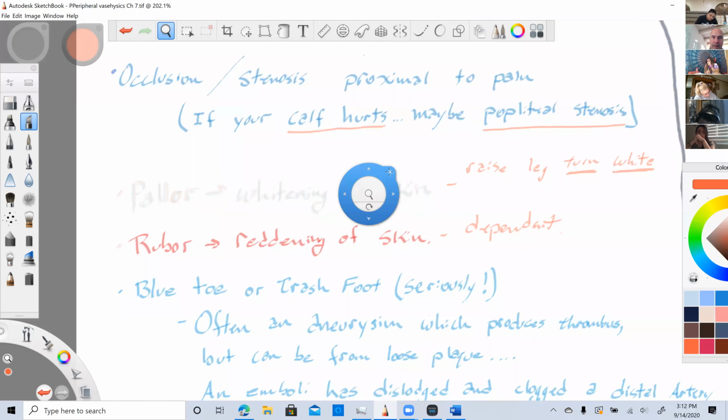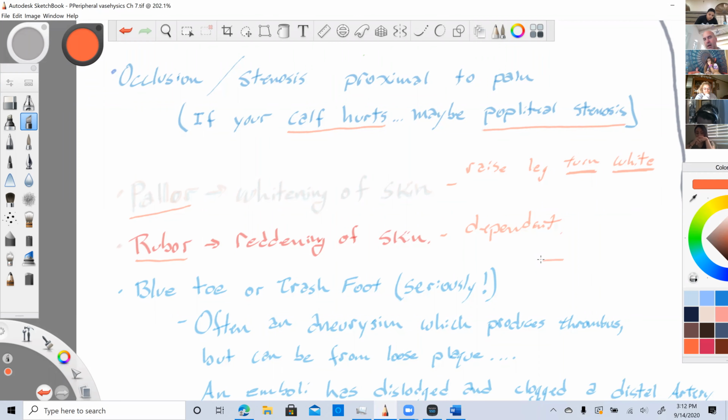Well, let me actually be a little more specific. Most of us, when we put our legs down, they don't change color. Or for that matter, when we put them up, they don't change color. Pallor, because the blood's not resupplying the leg. That kind of makes sense. Rubor, though, the reddening of skin, might not make as much sense, except you have to think about this.